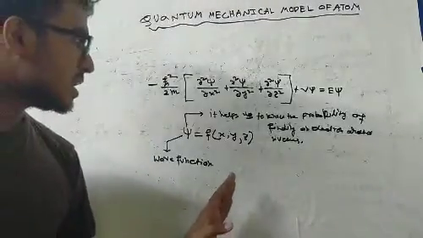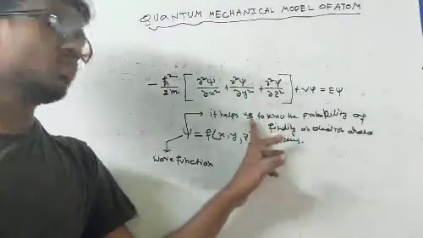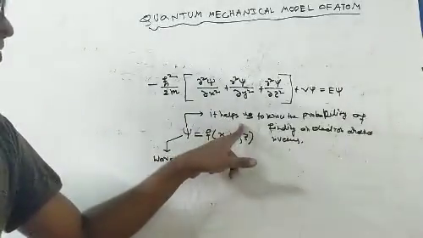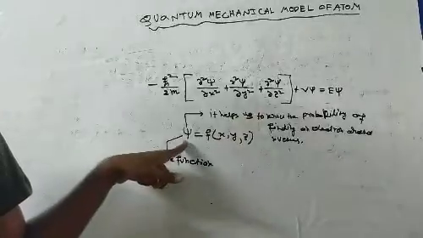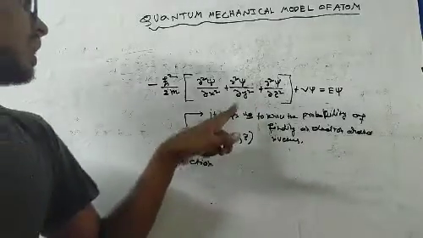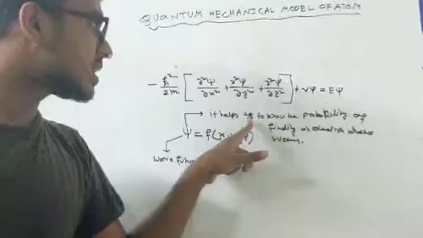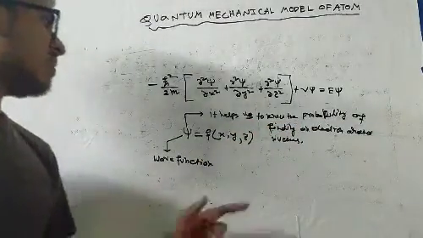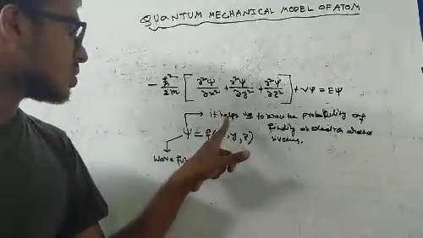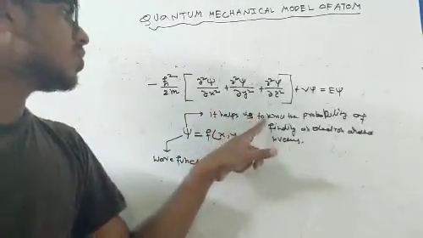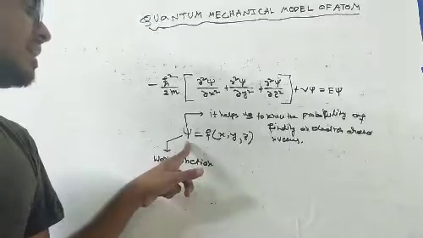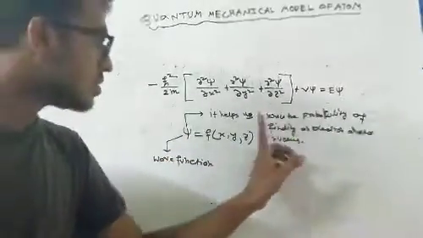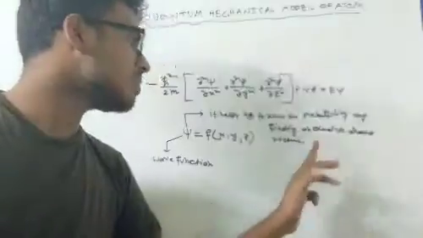In this sentence, two things are very important. I am telling that it helps us. I am not telling that it will give the probability. I am telling that it helps us to know the probability, and I will explain later why I am saying these kinds of things. So psi will not directly give the probability, but it will help us to know the probability of finding an electron around the nucleus.